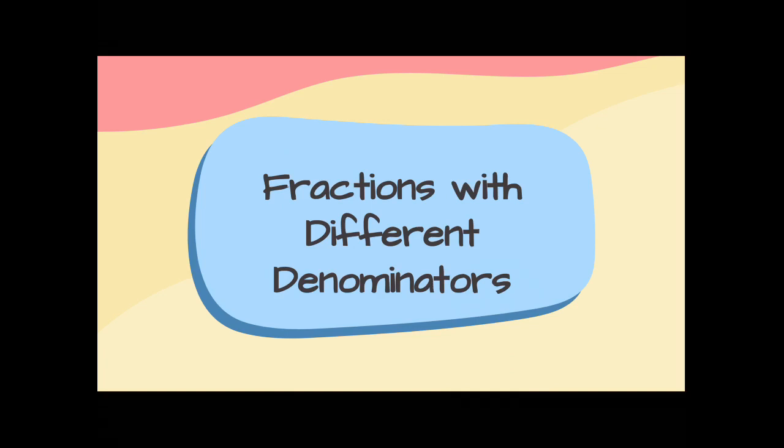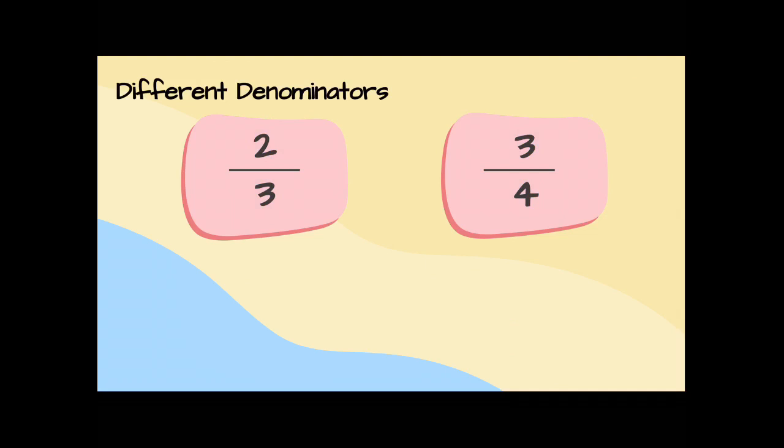So we have 2 over 3 and 3 over 4. 3 and 4 are obviously not equal. So the first step we have to do is finding the least common denominator. We know our denominators are 3 and 4. The way to find this number is by seeing what number both 3 and 4 go into.